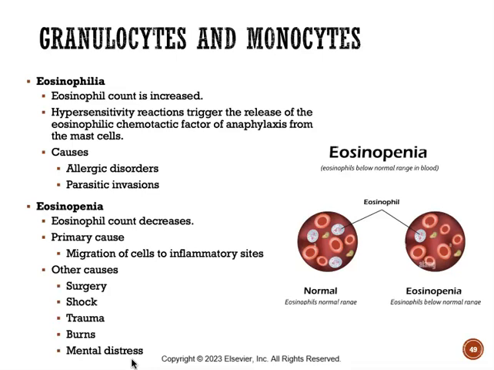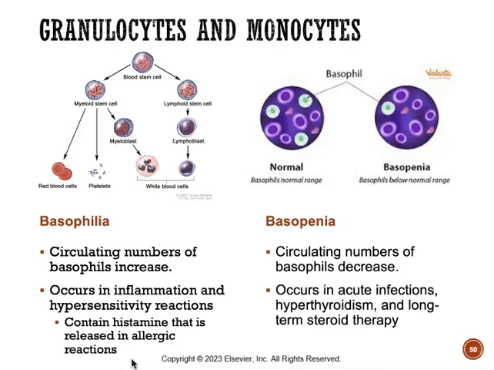And that really takes place when our cells migrate to inflammatory sites. And it's also been linked to surgery, shock, trauma, burns, and even mental distress. So people that have eosinophilia may need more allergy management or anti-parasitic treatment, while those that have eosinopenia may require monitoring for stress-related complications.